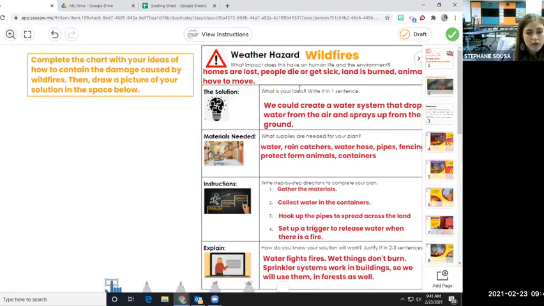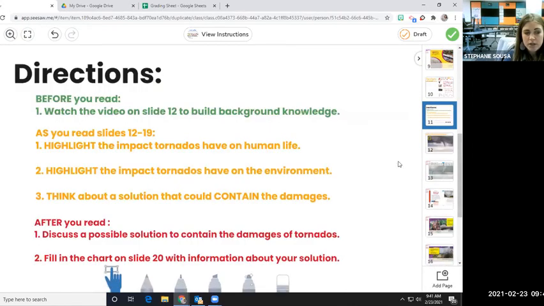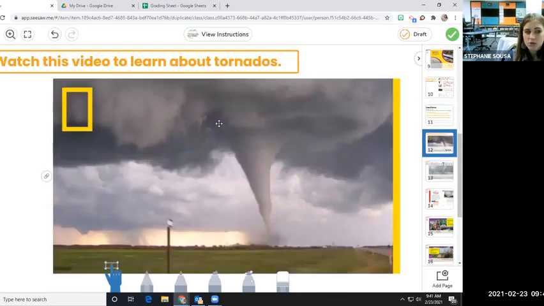So let's take a look at your independent work directions. They're on slide 11. Before you read, you're going to watch the video on slide 12 to build background knowledge. Slide 12 has a video about tornadoes. Don't go down the rabbit hole of YouTube. Watch this video and come back to your work. It'll suggest others and you can watch those after your work, but don't lose your work time.